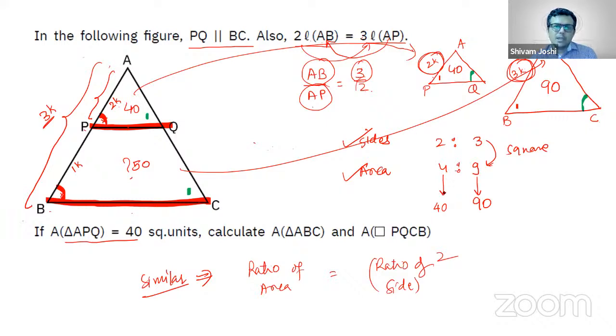If it is 4:9, one of the triangles' area is already given, which is the smaller one. If that is 40, right? 4 parts is 40. So you can always equate 9 parts as 90, right? So the smaller one is 40, the bigger one is 90. The area in between, which is the quadrilateral, has to be 50.